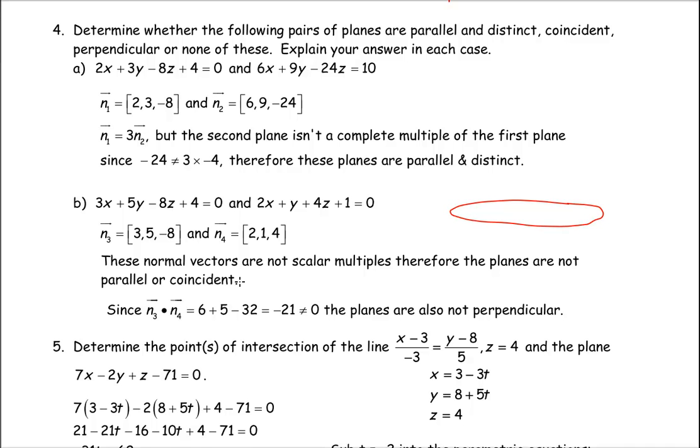It would actually look like this. So let's say that's one plane, and let's say this is another plane that's perpendicular to it. Kind of hard to draw that, but the normal for this one would look like that, and the normal for this one would be perpendicular to it. So if the planes were perpendicular, then the normals should also be perpendicular. So the dot product of n3 and n4, so 3 times 2 is 6, plus 5 times 1 is 5, plus negative 8 times 4 is negative 32, and that adds to negative 21, which is not 0. It would only be 0 if they were perpendicular, so the planes are also not perpendicular, so it would be a none of these one.